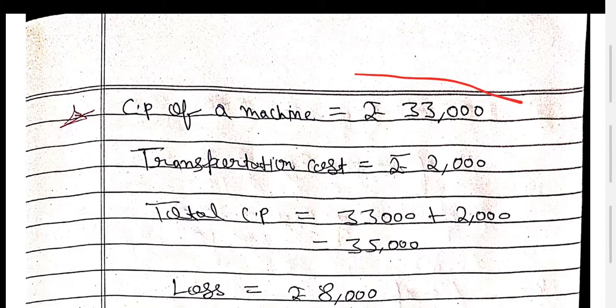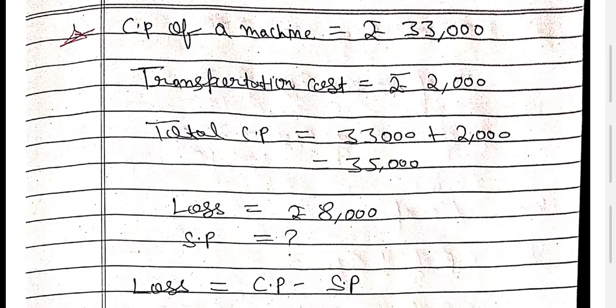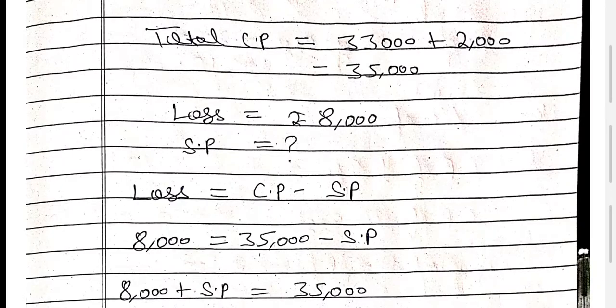Because when he purchased a machine of this many rupees and this much they have to pay for transportation cost, then what is the total cost of the machine? That is this. So you have to add, you get the total CP, and the loss you have is 8,000. You have to find the SP. The question says you have to find the SP. So the loss is given. First write the formula of loss here.